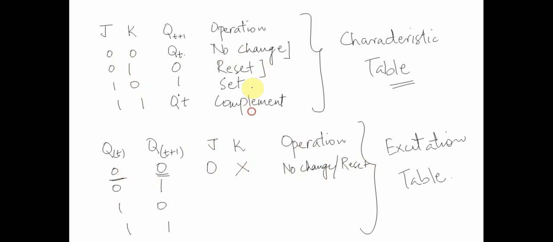How about if my present state is 0 and the next state is 1? Either it's a complement or it's a set. If it's set or complement, my J has to be 1, K could be anything. Similarly, if our present state is 1 and the next state is 0, it has to be either complement or reset. If it's a reset or complement, K has to be 1, J could be anything. Similarly, last, if the present state is 1 and the next state is 1, it's either a no change operation or a set operation.